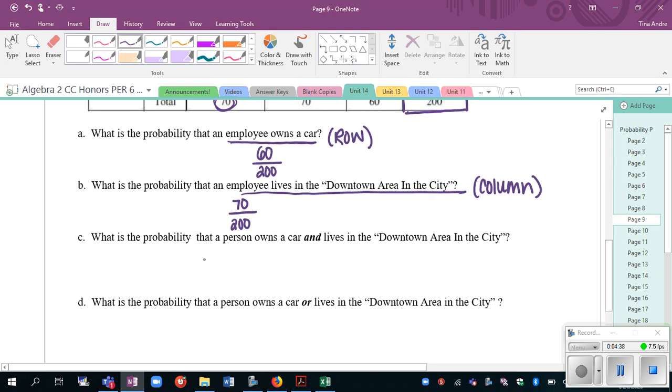This one says, what is the probability that a person owns a car and lives in the downtown area? Whenever you see an and, it means that you need both of these things to happen. It means that you're looking for the intersection of the row and column.